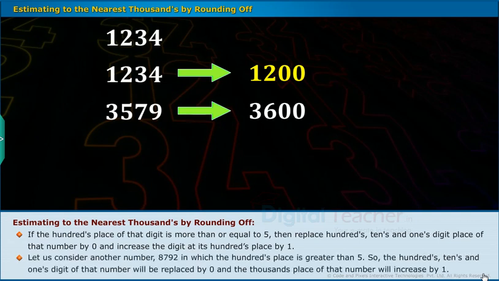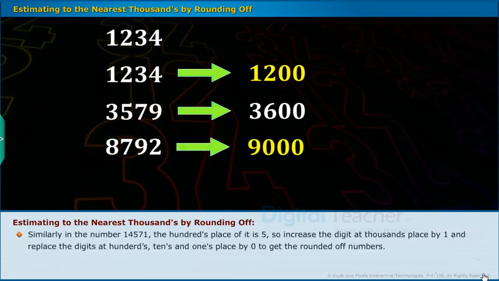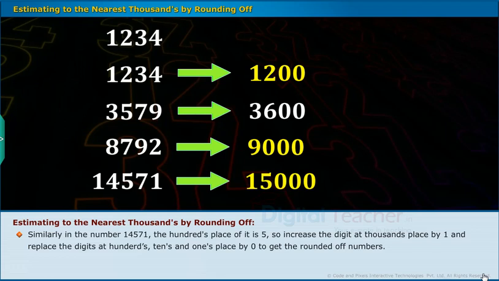Let us consider another number, 8792, in which the hundreds place is greater than 5. So the hundreds, tens and ones digits of that number will be replaced by 0 and the thousands place of that number will increase by 1. Similarly, in the number 14,571, the hundreds place is 5, so increase the digit at the thousands place by 1 and replace the digits at hundreds, tens and ones place by 0 to get the rounded off number.